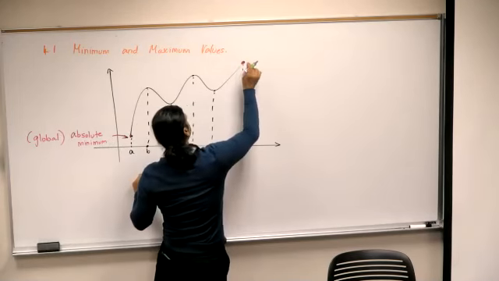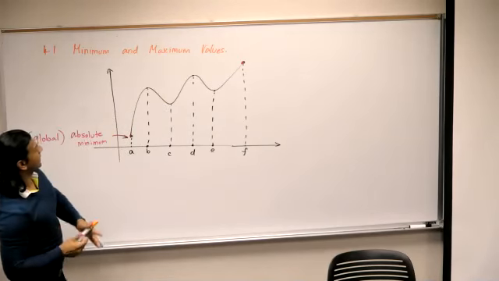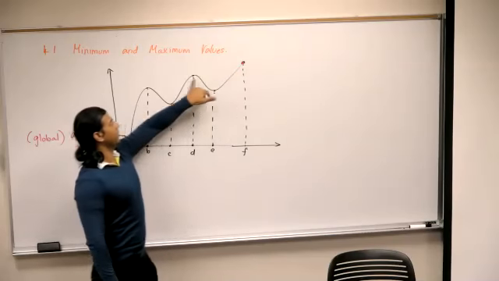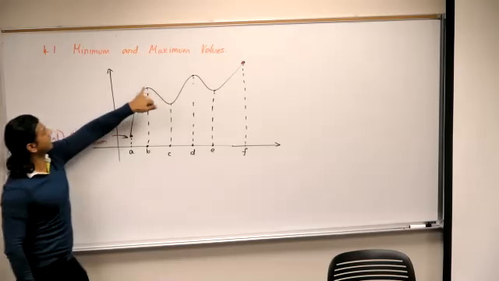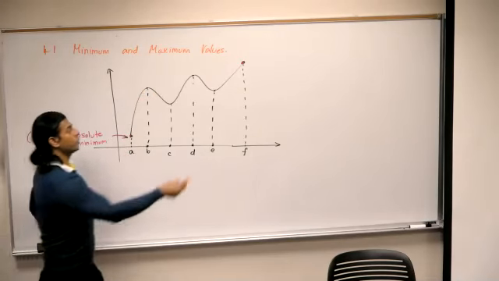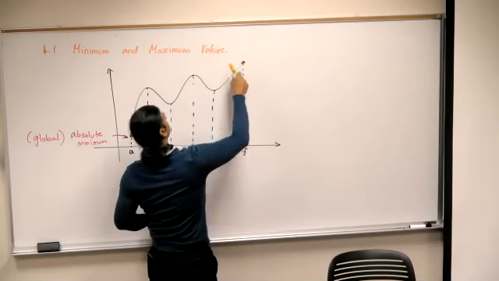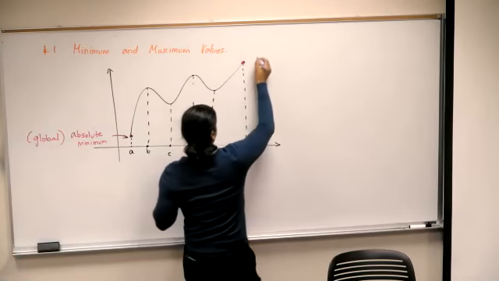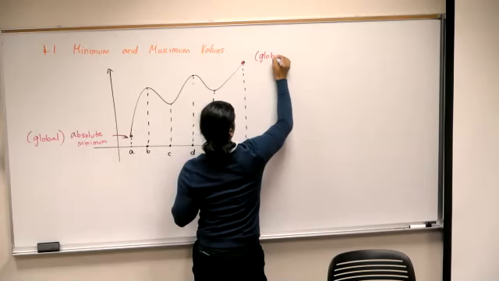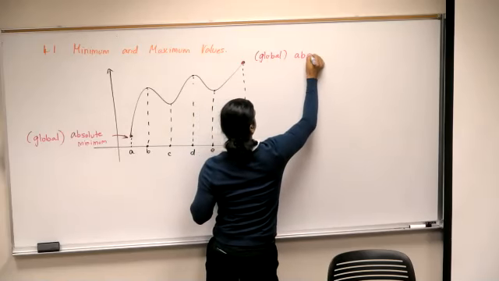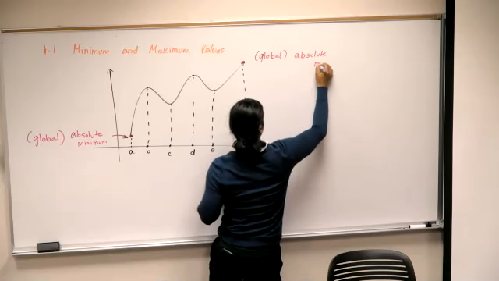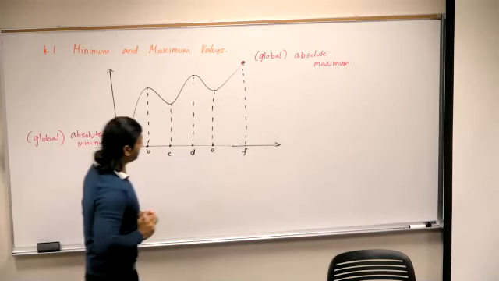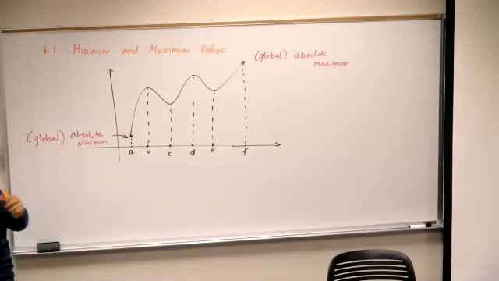So that value is going to be the maximum. This value is bigger than that, and that is bigger than that. So whatever maximum that I see here is bigger than all maximums. So that's global or absolute maximum. Good.